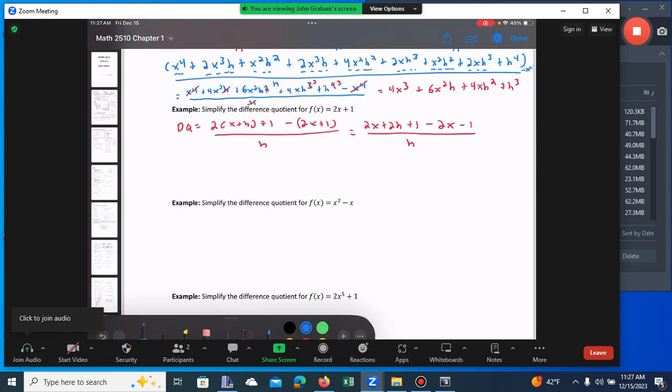Linear ones are always a little bit easier. The 2x cancels. Your 1 cancels. That cancellation always has to happen. That right side has to cancel. And then you can see you have 2h left over h. Those h's cancel. You get just 2.